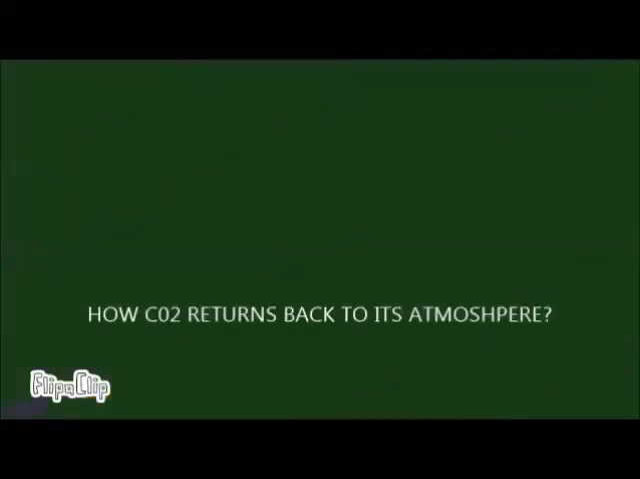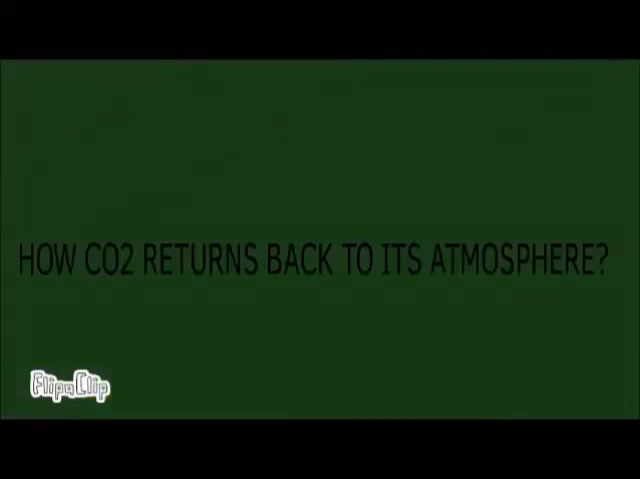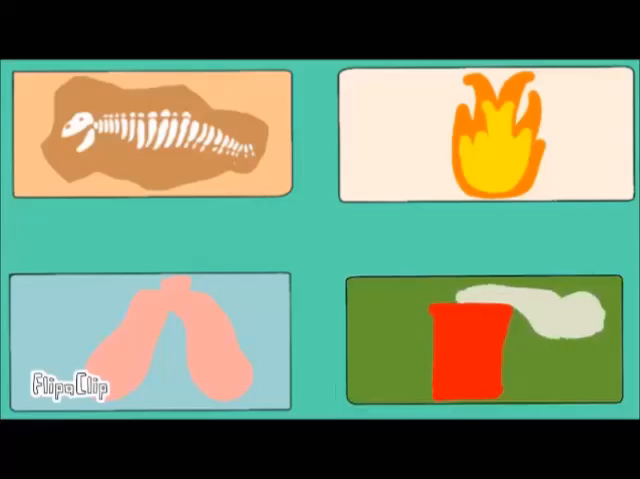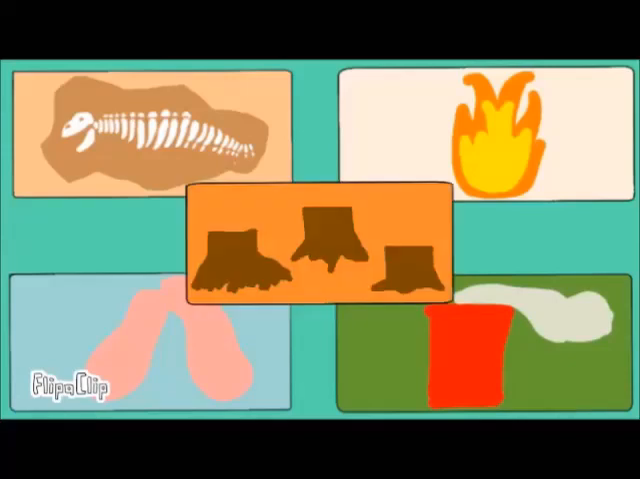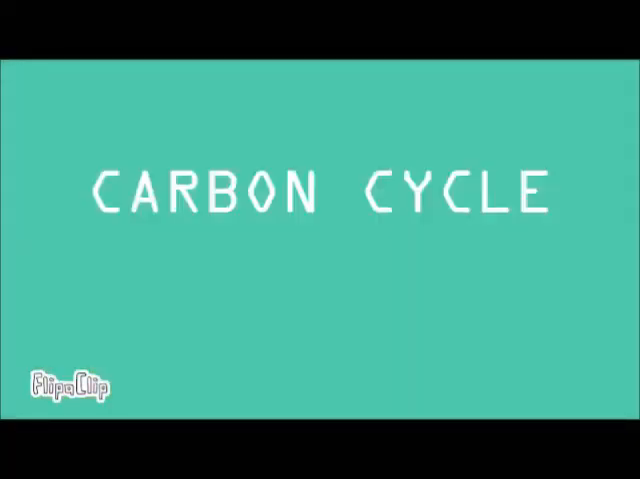How does carbon dioxide return to the atmosphere? From fossil fuels, respiration of animals, burning of wood, deforestation, and release of chlorofluorocarbons, or CFCs, from air conditioners and refrigerators, which leads to depletion of the ozone layer and global warming. The carbon cycle is the biogeochemical cycle by which carbon is exchanged among the biosphere, pedosphere, geosphere, hydrosphere, and atmosphere of the Earth. We should try to maintain the carbon cycle, which is 0.03%.